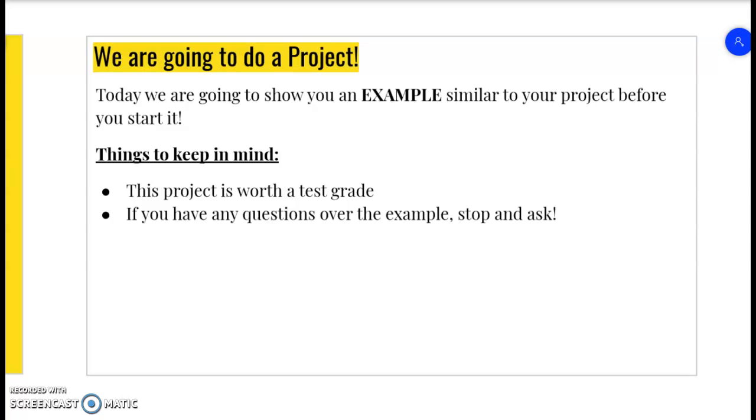We will not help you with the project. We will guide you in a way to help you understand or refer back to this example page, but we are not helping you on this project. This is a you project, not an us project.